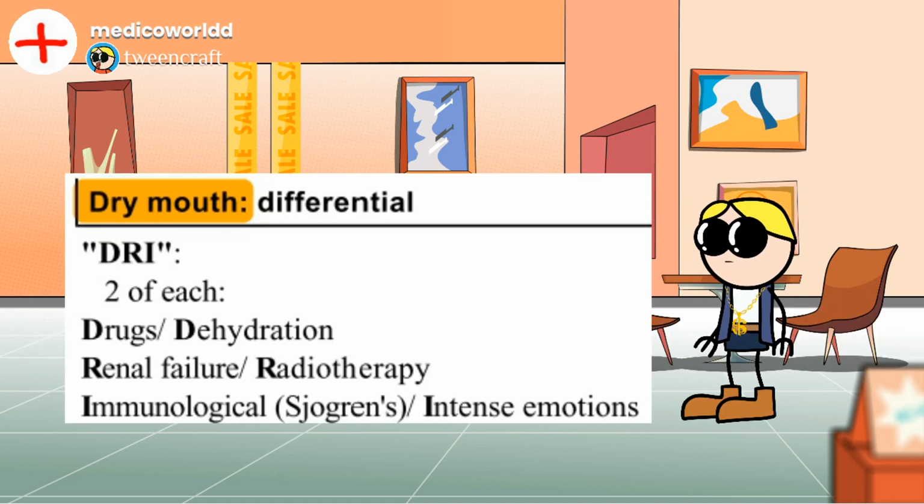Now, dryness of the mouth in diarrhea. Dryness of the mucosa of the mouth. You can remember as DRI. Differential causes of dry mouth. DRI. D for drugs or dehydration. R for renal failure or radiotherapy. I for immunological cause, Sjogren's syndrome. And I for intense emotions.